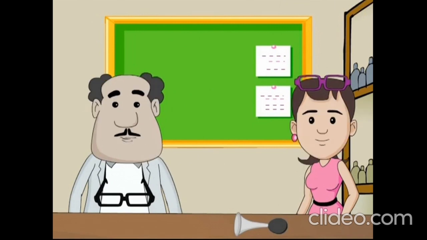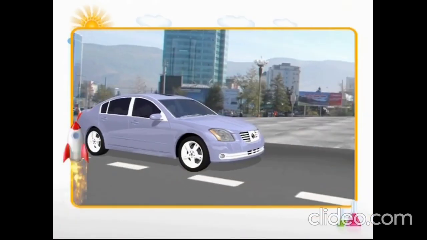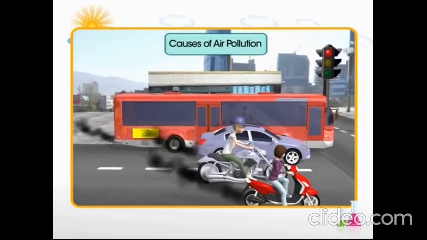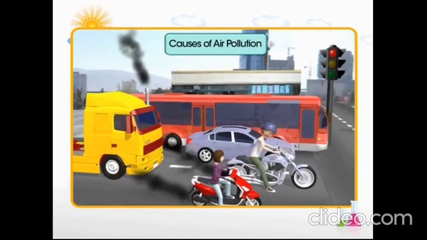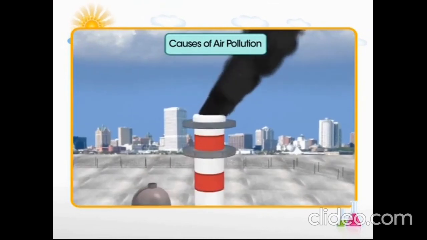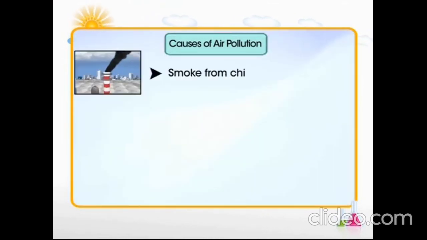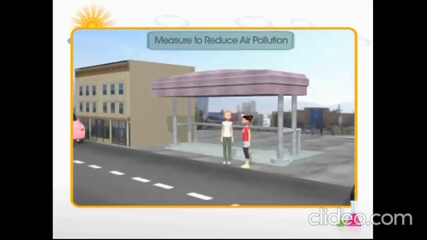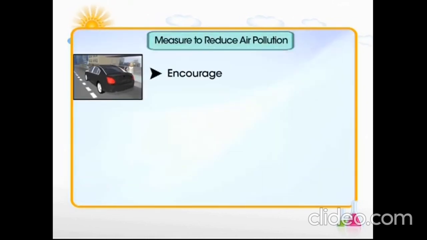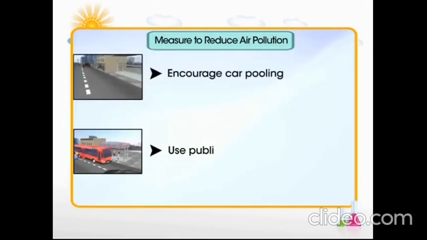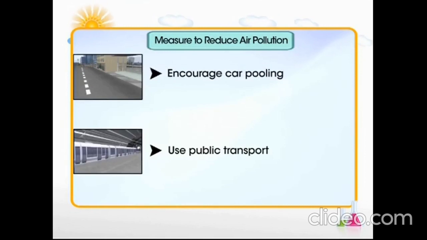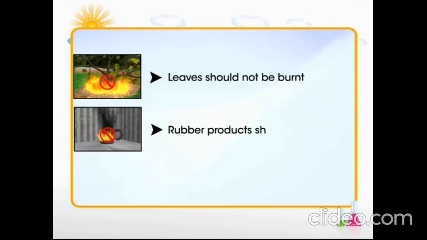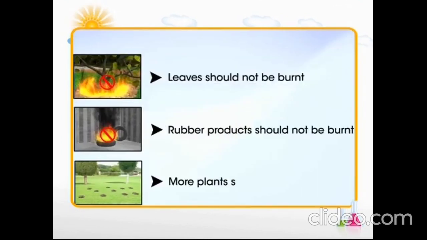So let's go to the virtual world now. Air pollution is chiefly caused by the exhaust gases from vehicles like cars, buses, scooters, bikes, and trucks. Air pollution is also caused by the smoke from the chimneys of factories and by burning leaves and rubber products. Air pollution can be minimized by encouraging carpooling and using public transports like buses and local trains. To keep the air clean, leaves and rubber products should not be burnt. Also, more number of plants should be grown.